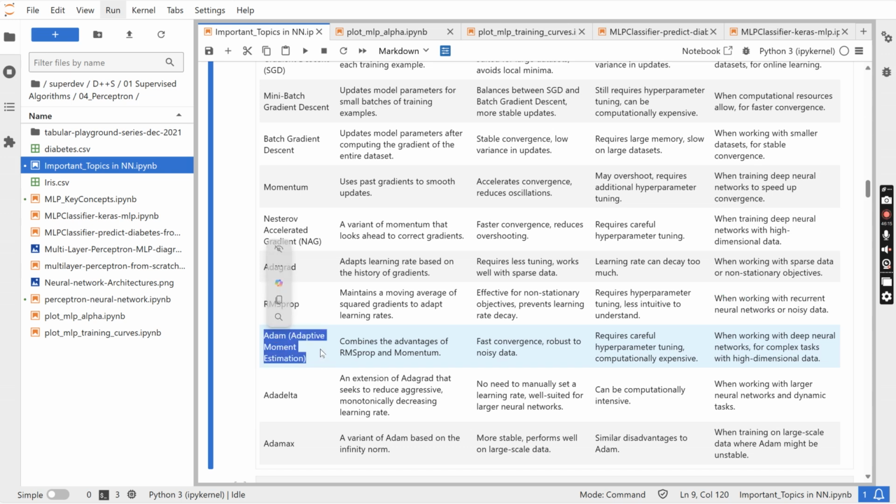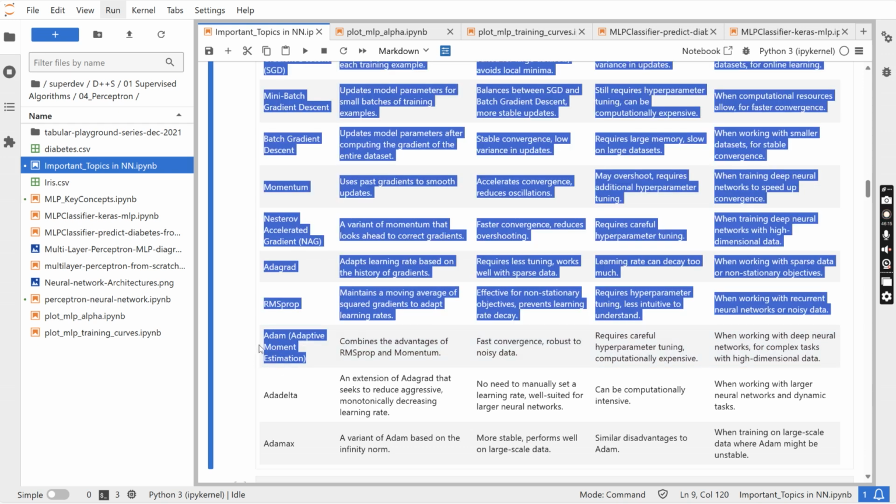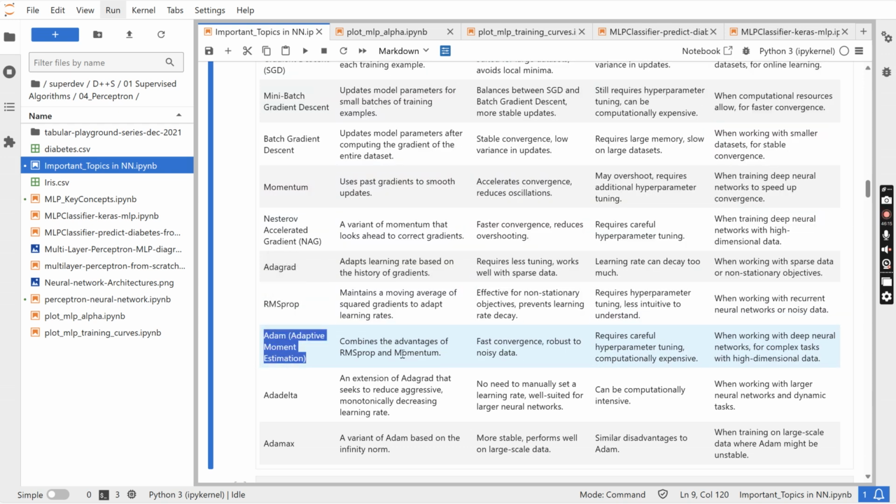Yeah, the most famous one, Adam. Adaptive moment estimation. Momentum used to speed up the convergence. That is why we used momentum. Now we are using a variation of that momentum, we are calling it adaptive moment estimation. So this combines the advantages of both RMSprop and momentum.